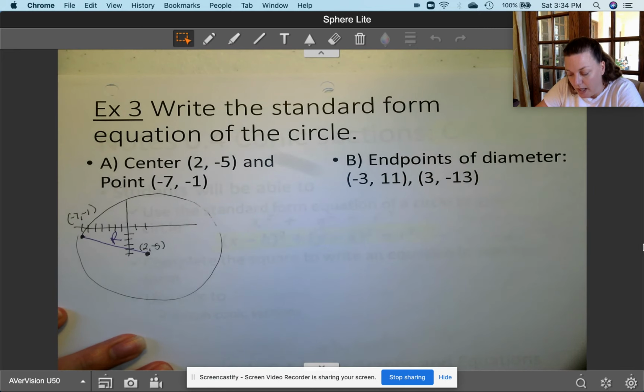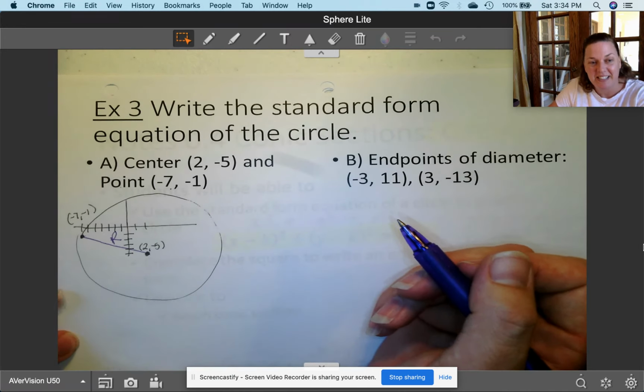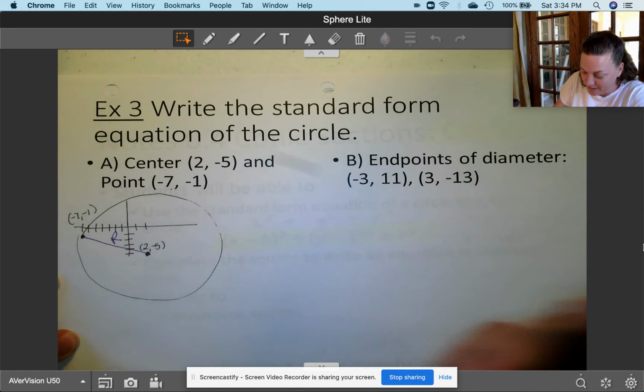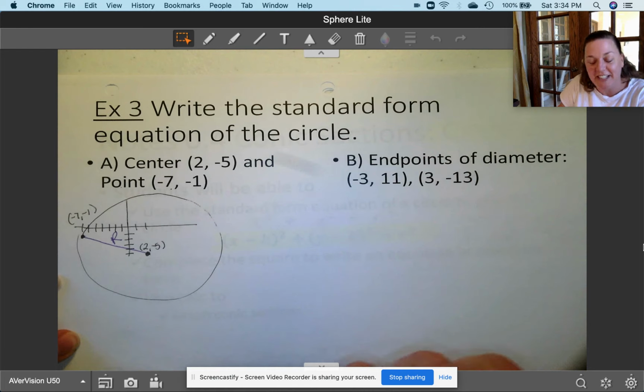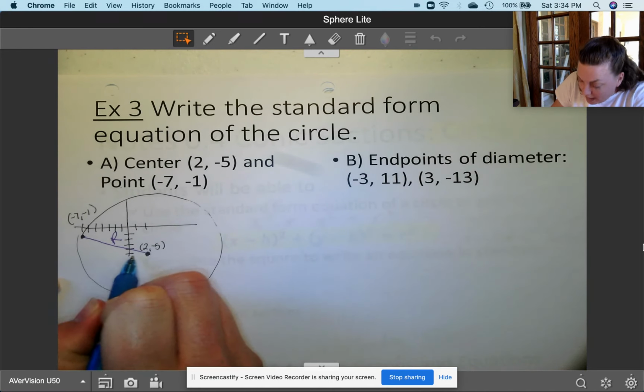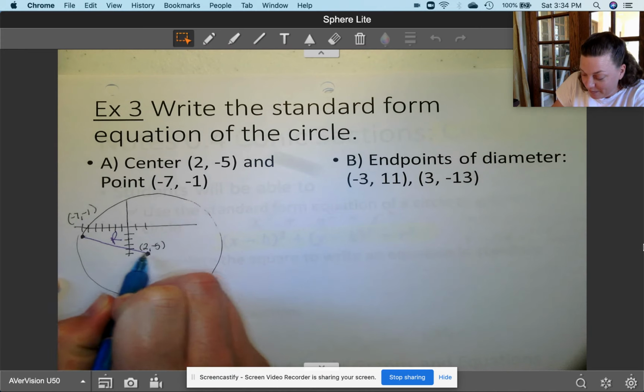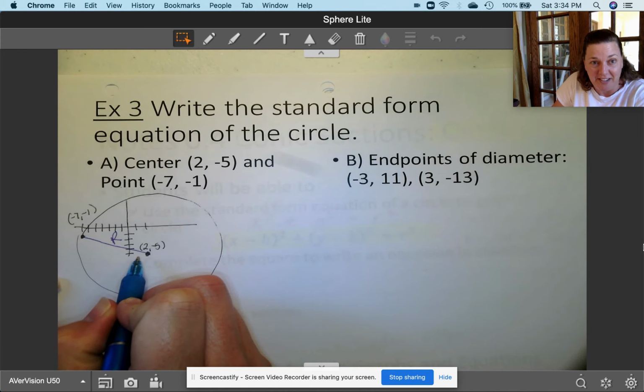And I can do a lot of different things. One of the things that I can do is the distance formula. But I also happen to hate the distance formula because it's really just a more complicated Pythagorean theorem. So because I drew a picture, I'm just going to count. I'm going to create a right triangle, and this radius is just the hypotenuse of that right triangle.